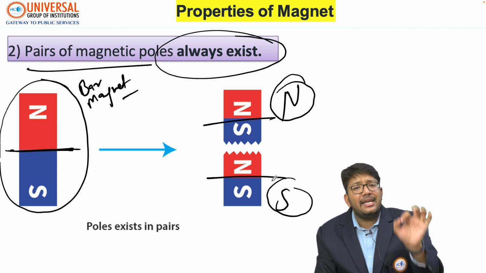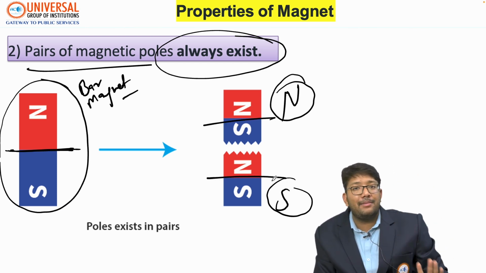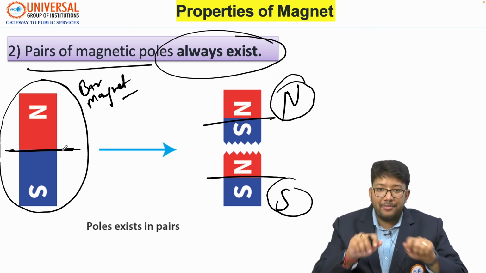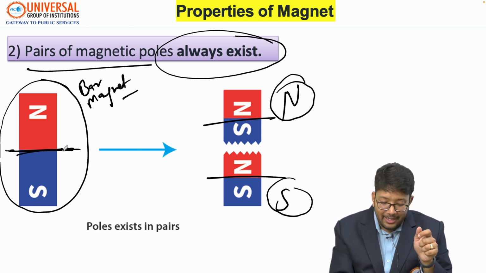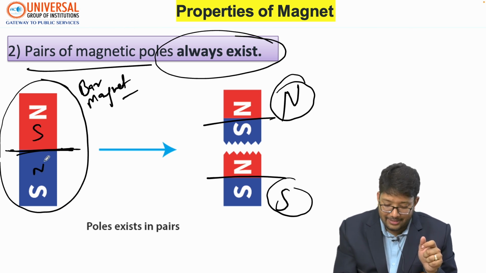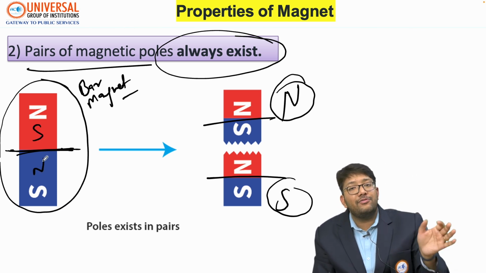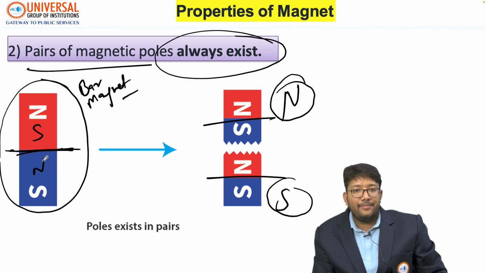So in a magnet, never ever can only one pole be possible. That is not a magnet. Okay, remember. So if I break open this particular bar magnet, immediately there will be N and S like this. Immediately there will be two poles. Poles will always exist together.